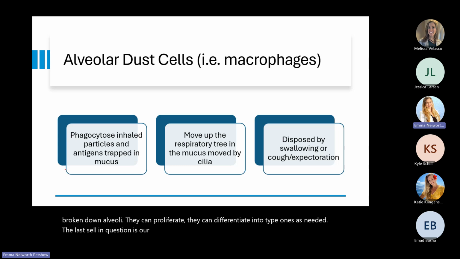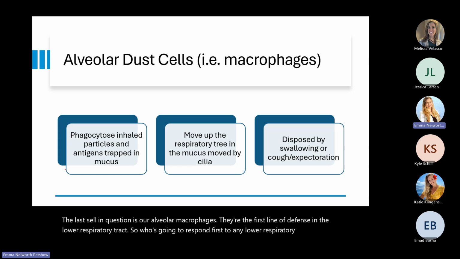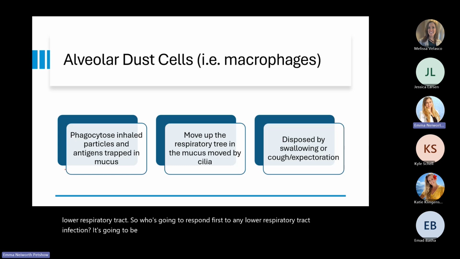They're the first line of defense in the lower respiratory tract. So who's going to respond first to any lower respiratory tract infection? It's going to be our alveolar macrophages. They phagocytose any inhaled particle or pathogen that's trapped in mucus. They then move upward towards our bronchial tree.